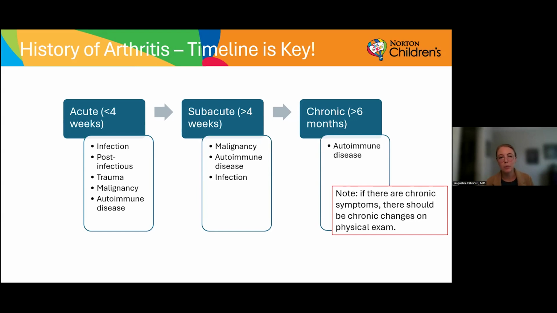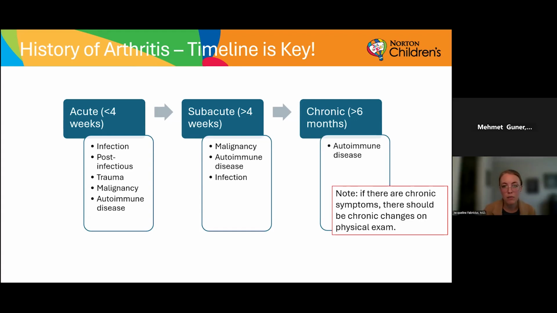It can persist a little bit longer than that, but it's going to be relatively short in duration, right? Septic arthritis, that's going to be an acute presentation. Those kids are not just out there with chronic septic arthritis for months at a time. As we get into the subacute time frame where symptoms have been present for longer than 4 weeks, acute infection and post-infectious causes become less likely.